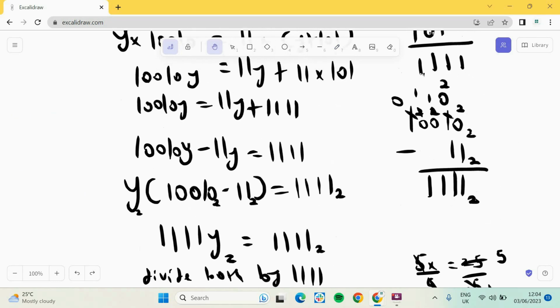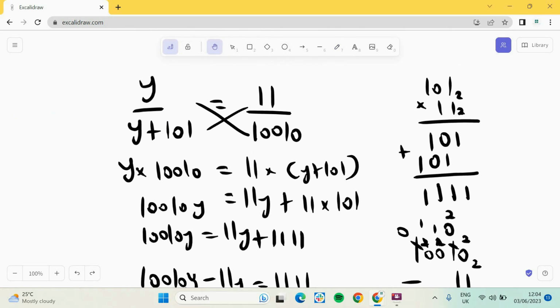We cross multiplied first off, then we expanded the brackets. Yeah, we expanded the brackets here, this guy times this guy, this guy times this guy, and that's what we did here, right? Then after we did that, we collected like terms.